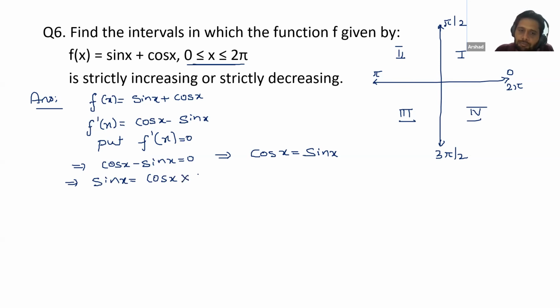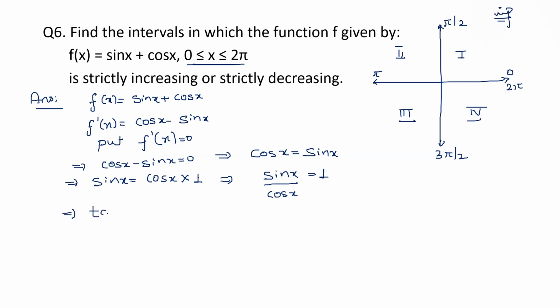Now cos x is getting multiplied with 1. We can write like this, cos x into 1. Cos x into 1 is again cos x. So as cos x was getting multiplied with 1, we can shift this cos x here and we will get sin x by cos x is equal to 1. And first, what is sin x by cos x? Tan x. Very good.